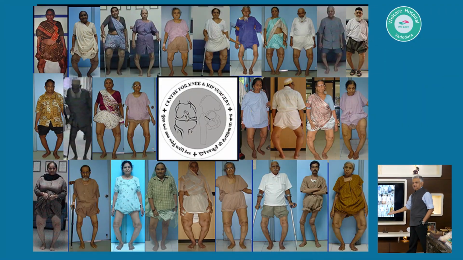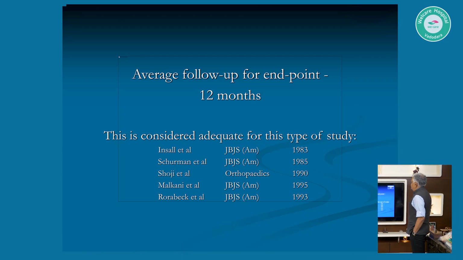So, this is what the typical OPD range was in those days, and still is actually, except that you will now find increasingly fewer of these very, very severe cases even in the Indian context. Next, please. So, average follow-up was 12 months, and this is considered adequate for this type of study. That at 12 months what you get, if you have documented, then you are okay.